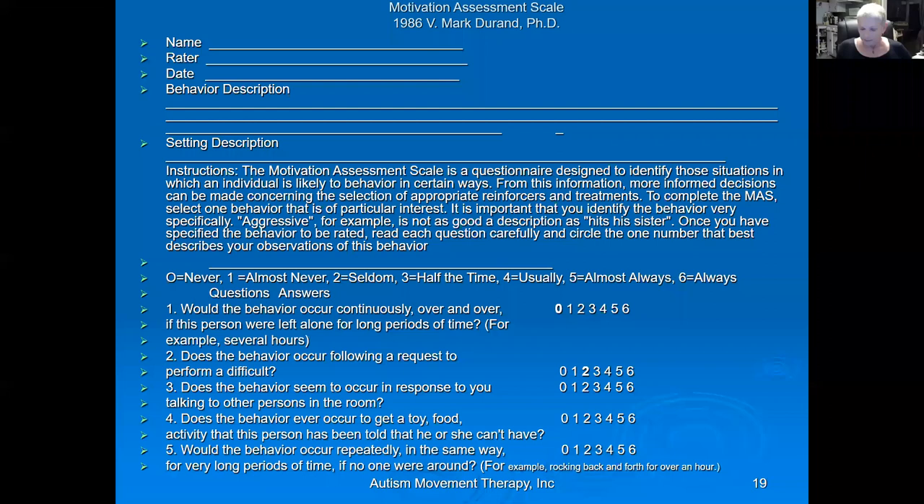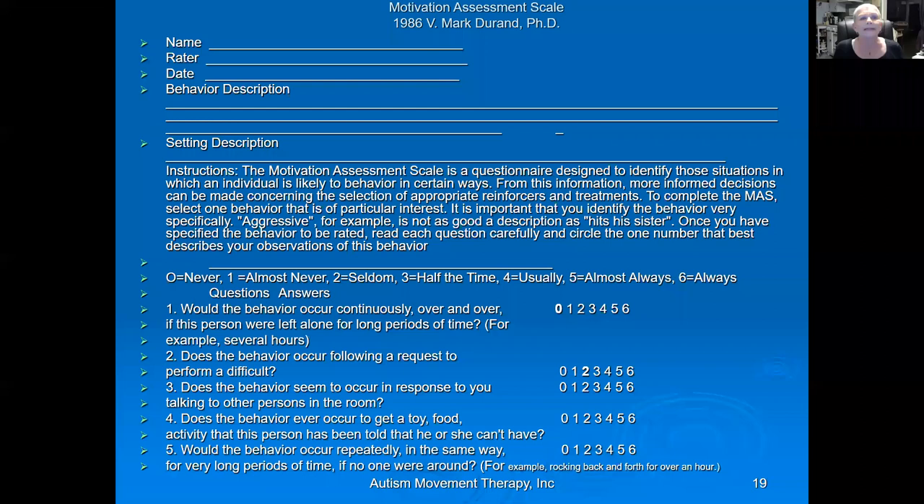So what you're going to do is go through your writing: the rater, that's yourself, the date, and the behavior description. Again, the behavior description is the target behavior, operationally defined. Liam lowers and raises his head 10 to 12 inches on the hard surface in front of him for 15 seconds. That's the operational definition or the behavior description. The setting where it occurs might be lunch, dinner, grocery store, school setting, bedroom, bathroom, backyard, on the sidewalk.